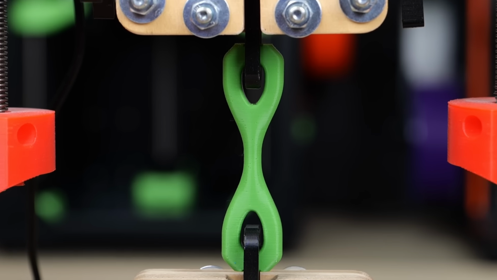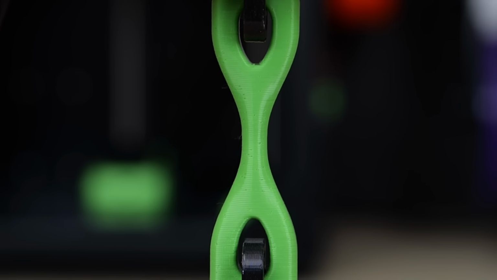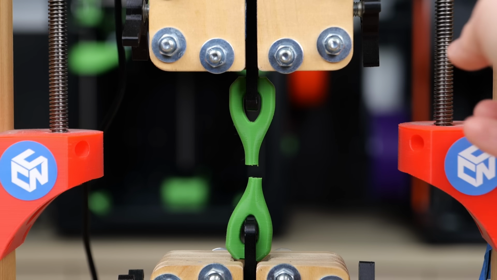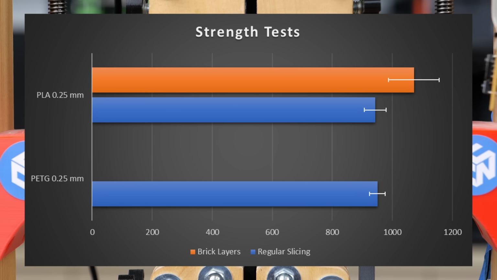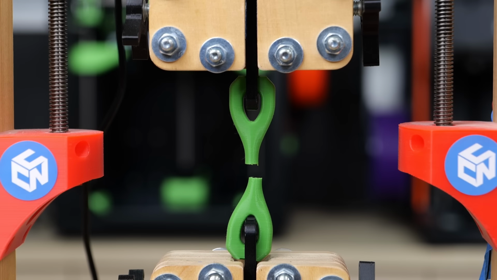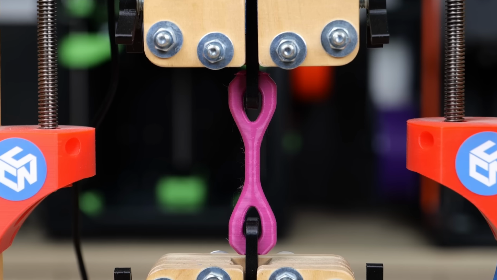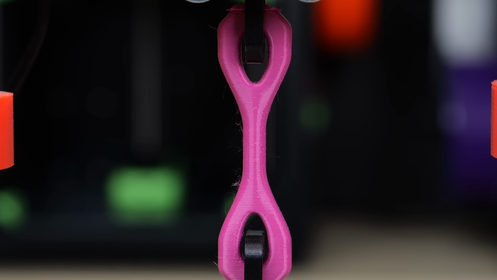Then I tested the samples with the brick layers. The PLA samples failed on average at 1072 newtons, which is 14% stronger than the reference, showing that this novel slicing method really improves layer adhesion. The PETG samples were very interesting.